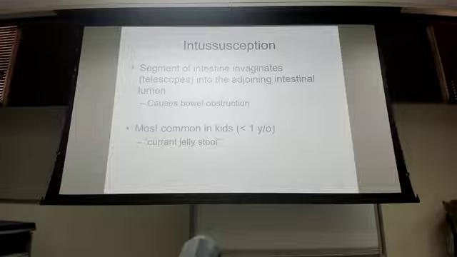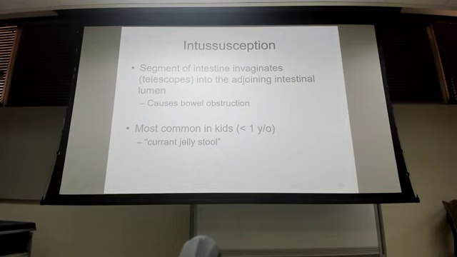Currant jelly stool, intussusception, most common in kids less than 1 year old. And it's a mechanical obstruction because the bowel or the small intestine section collapsed in on itself. And I'll show you that on the next slide. How do we fix it? Usually with air or a contrast enema, obviously in the OR. What are they trying to do? Basically just push that portion of the small intestine that collapsed in back out. Right? Usually about a 90% success.